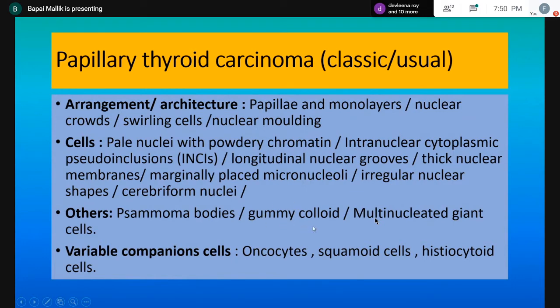Chewing gum, gummy colloid. Sometimes you may come across some multinucleated giant cells. And of course, there are various companion cells. There are oncocytes, some histiocytoid cells, some squamoid cells. And I used to be quite surprised that quite often the features that we look for, like intranuclear cytoplasmic inclusions, often show up better in the oncocytic cells, which accompany the usual population of papillary thyroid carcinoma cells. I mean, we have seen many such instances.